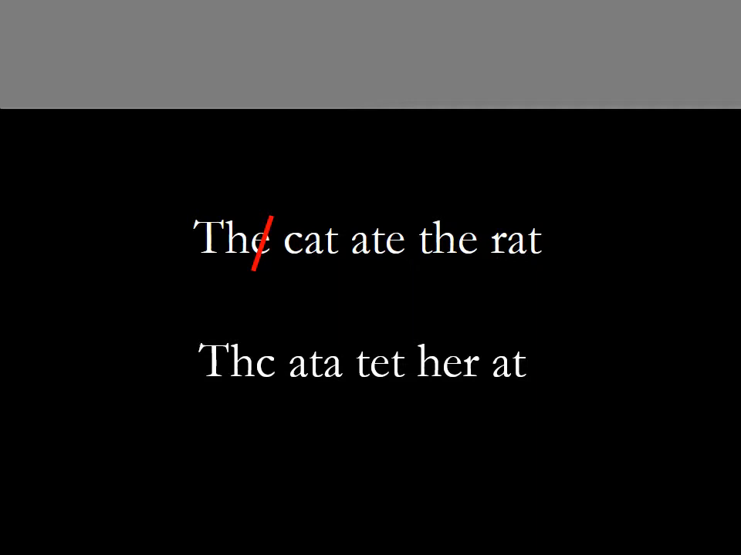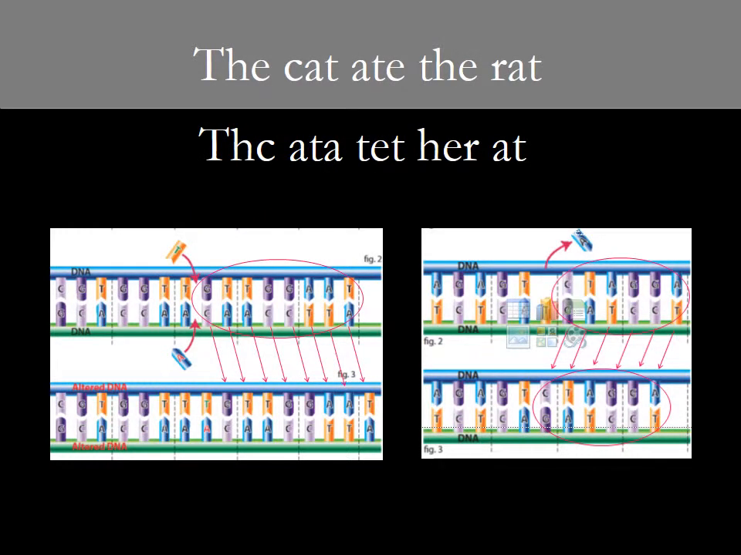the sentence is lost. The same thing happens in a frame shift mutation. As individual base pairs are added or deleted, all the rest of the base pairs shift to the right or to the left. Codons are rearranged and the meaning of the information they carry is changed.